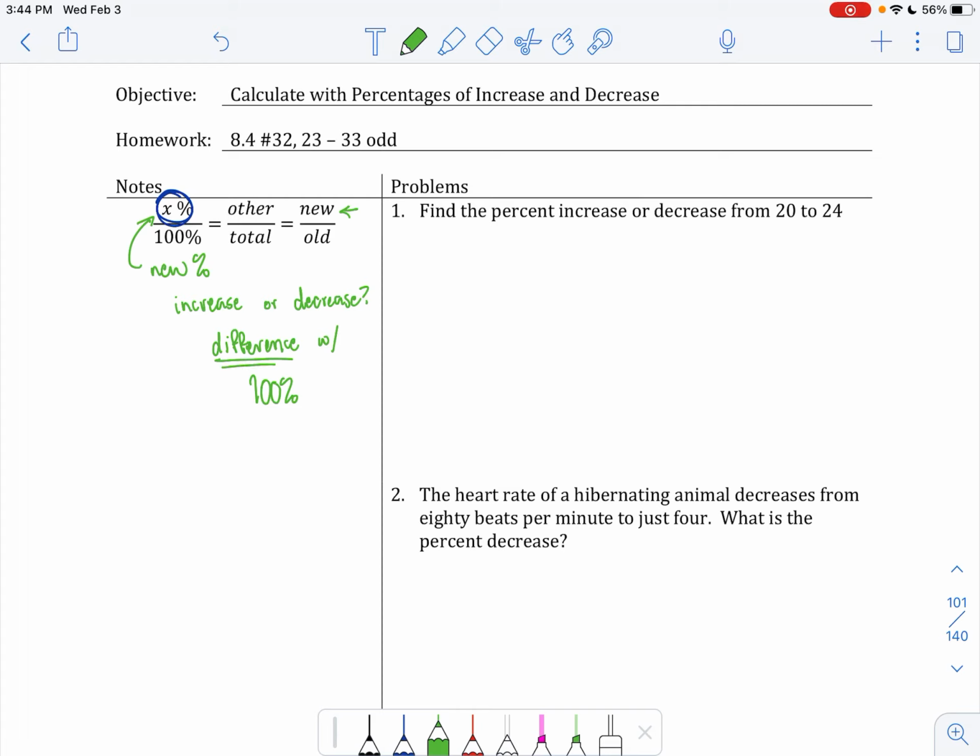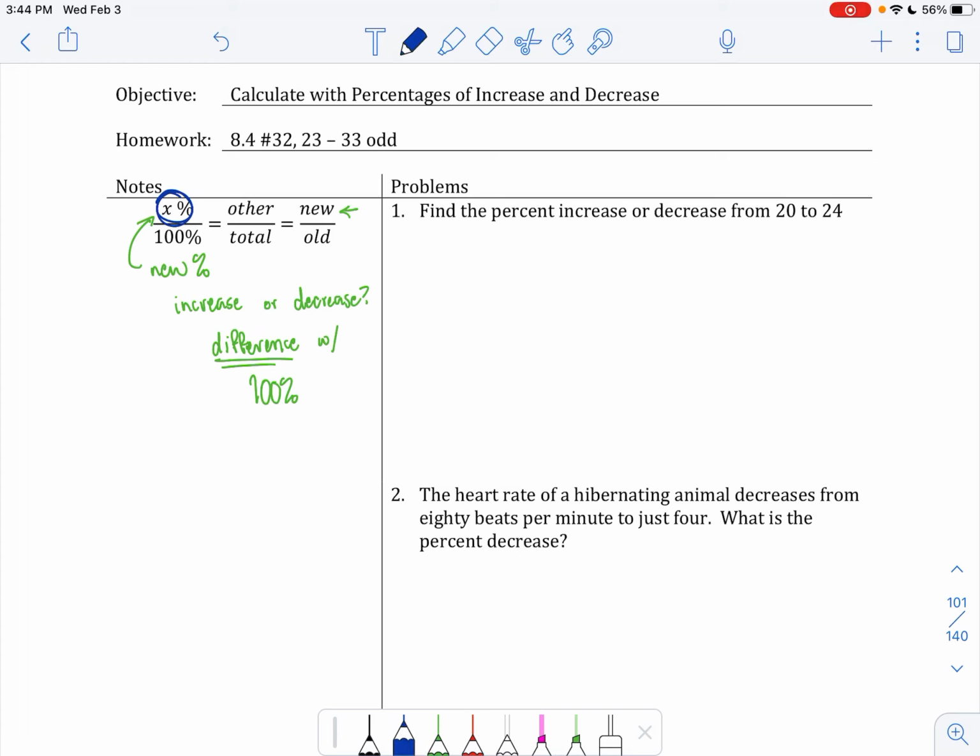If I want to know what's the change between 10 and 12, oh, it's 2, which would be the difference of 10 and 12. So difference, again, with 100% is what we're going to be looking for in a lot of these problems. So number 1, find the percent increase or decrease from 20 to 24.